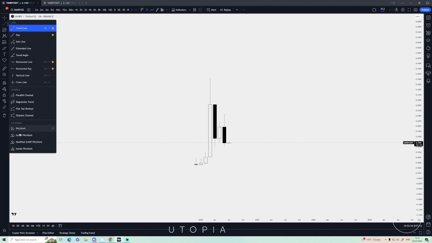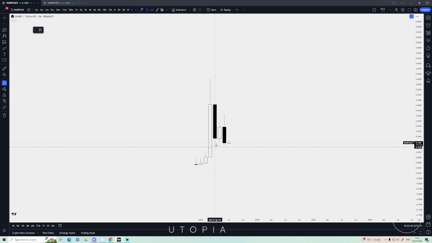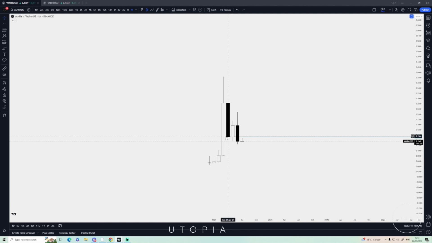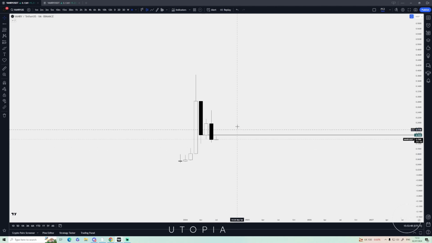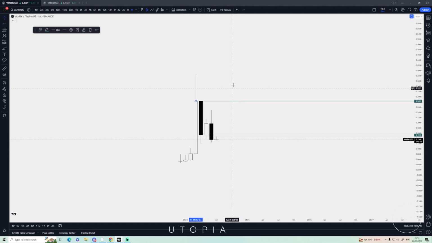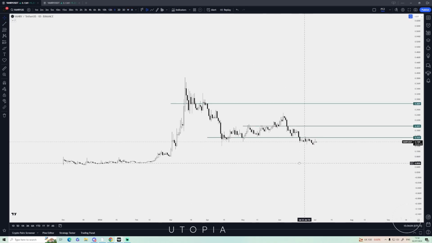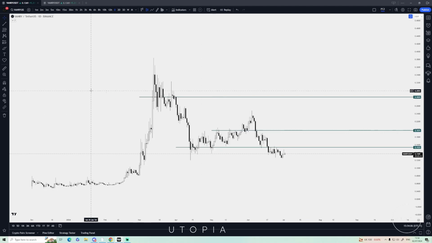There's a bit of a prior monthly support area here, right? We had 2 months of support followed by what is the current breakdown, and then a higher time frame monthly range high, and then a monthly resistance, and then we've got the all-time high up here. I'm sure if we go into the lower time frame, we can see how this monthly range plays out.